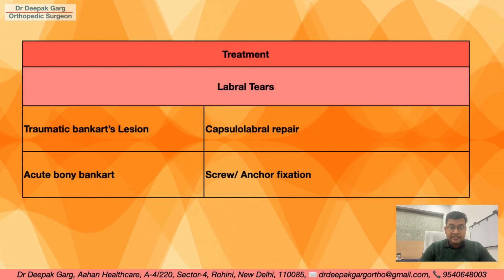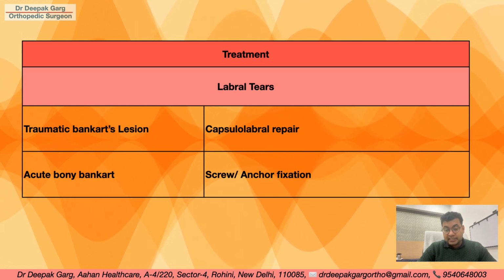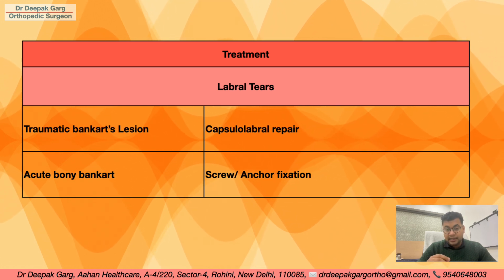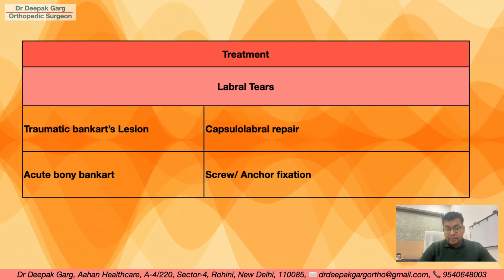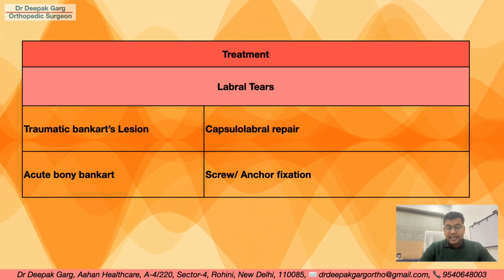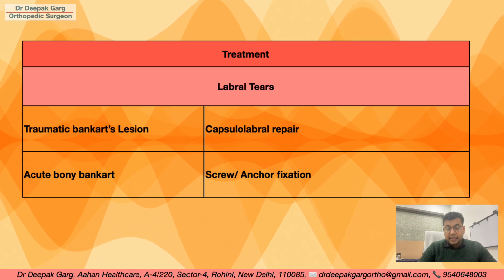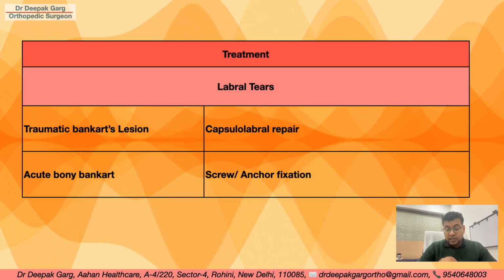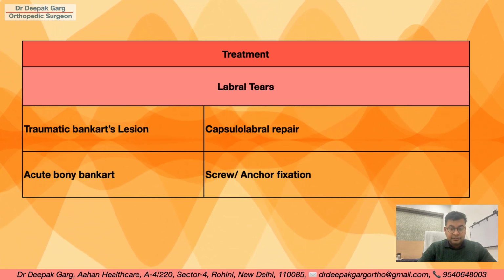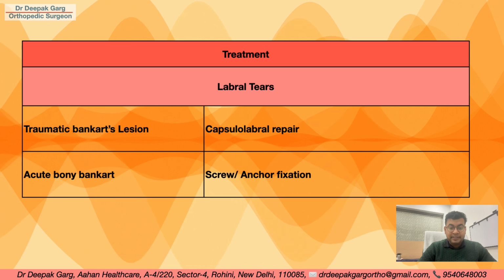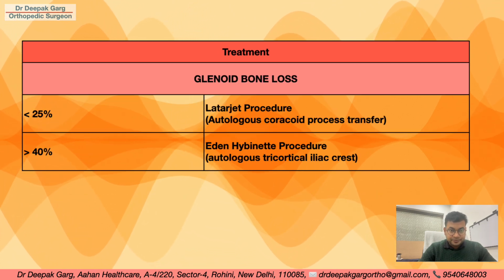Now if the patient has labral tears, if the patient has a traumatic Bankart's lesion, that means a humeral labral avulsion at the antero-inferior part, then we will just go for the capsulolabral repair. If the patient has an acute bony Bankart's lesion, that is a bony chip of the Bankart's lesion, then we will try to fix it. If it is a large lesion, it can be fixed with a screw; or sometimes we can plan to use a suture anchor so that we can fix the bony lesion.